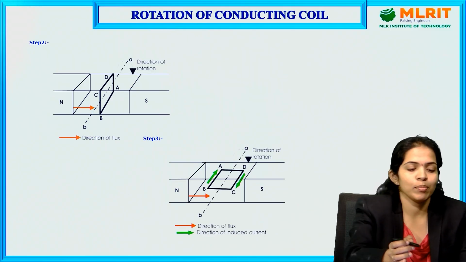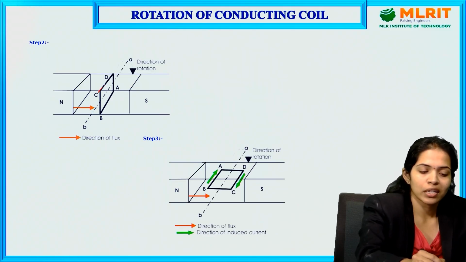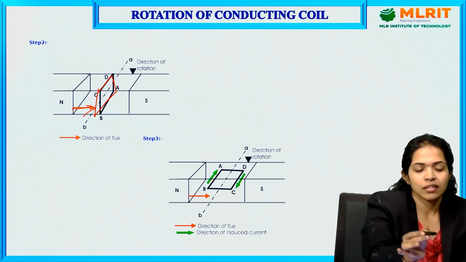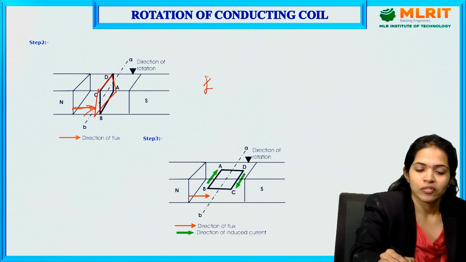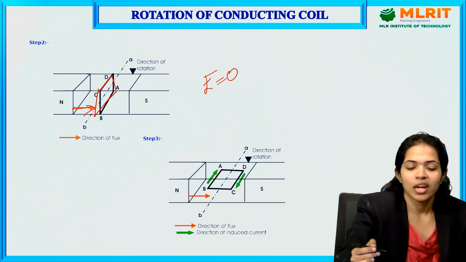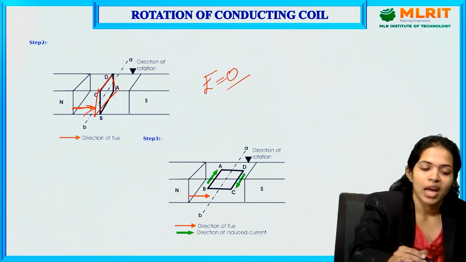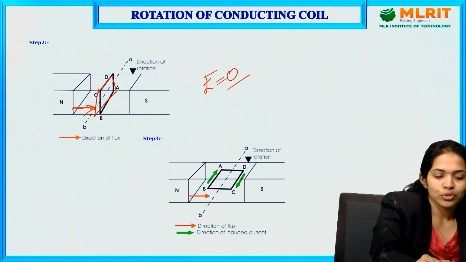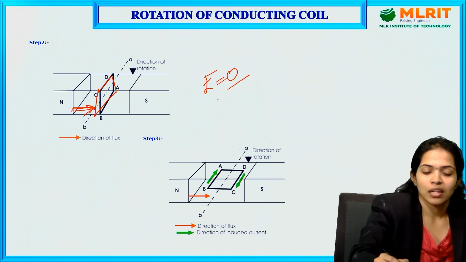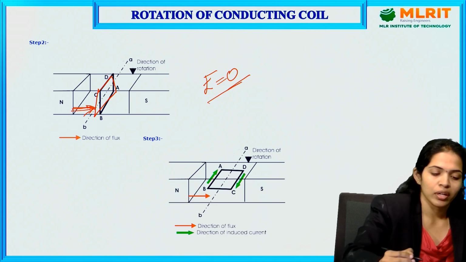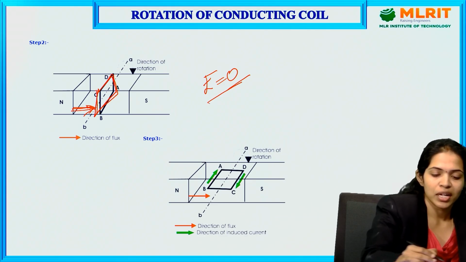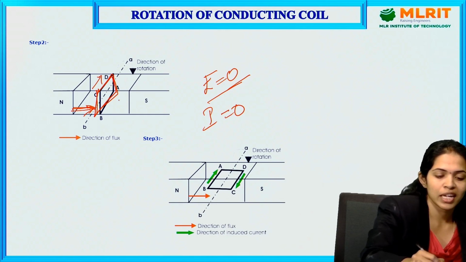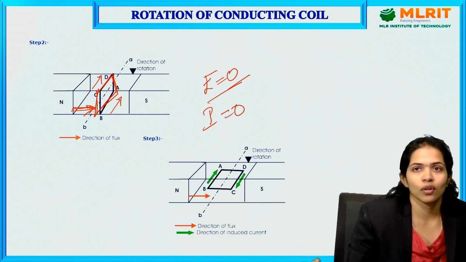Moving to the next step, when we put the conductor coil perpendicular to the direction of magnetic flux lines, the EMF induced will be 0 at this particular instant of time. And when there is no EMF induced in the conductor, the current value is also 0. That is why you cannot see any direction of current or current flowing in the coil or the conductor ABCD.